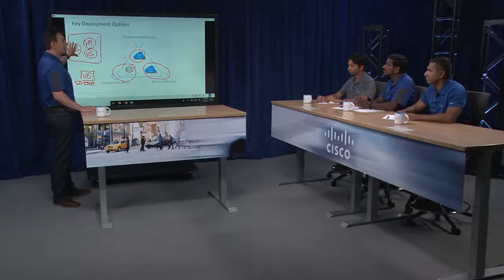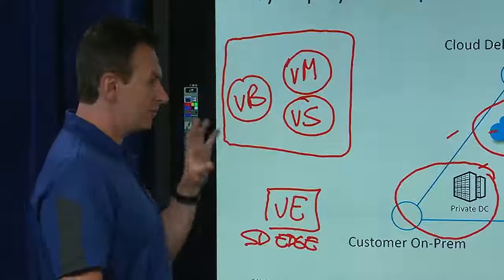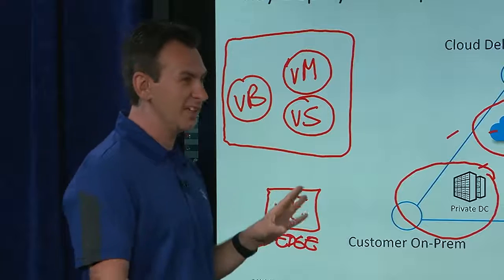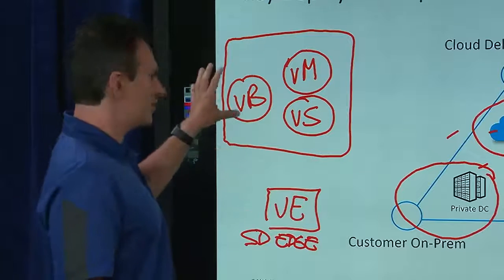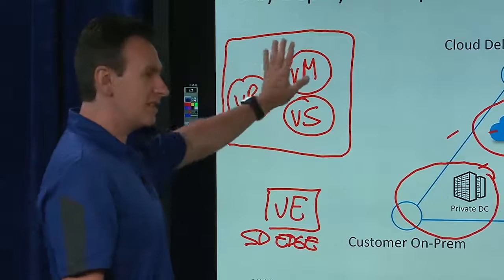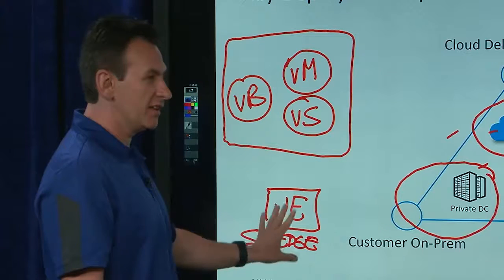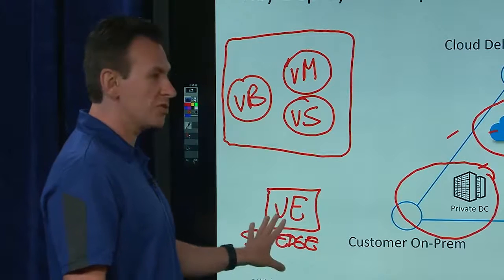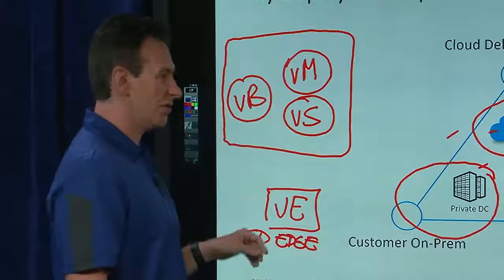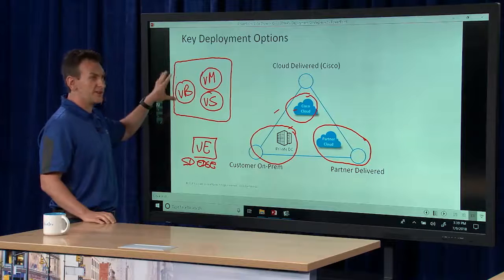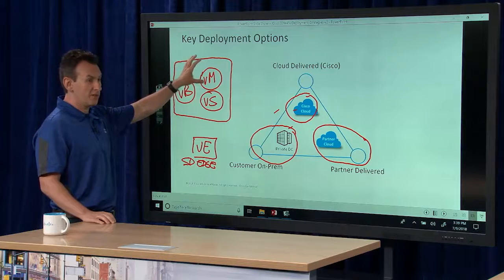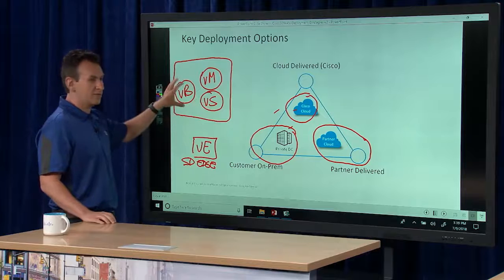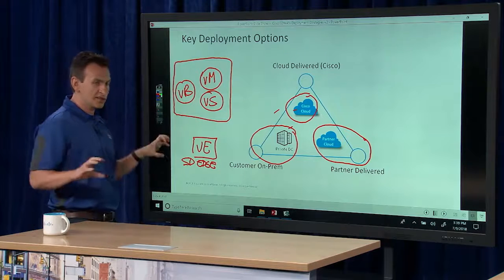Same thing applies for the vBond. It's yet another virtual element of the solution. It has some specific role. We're not going to dive deep into this, but it has to do with orchestrating the connectivity between the controllers and between the SD-WAN edge devices and the controllers, right? Again, another element separate from the vManage and vSmart, delivered in the virtual form factor, horizontally scalable, just like the rest of the elements.